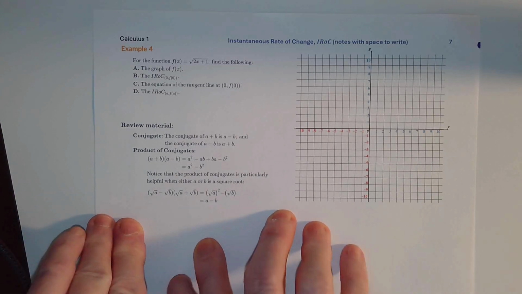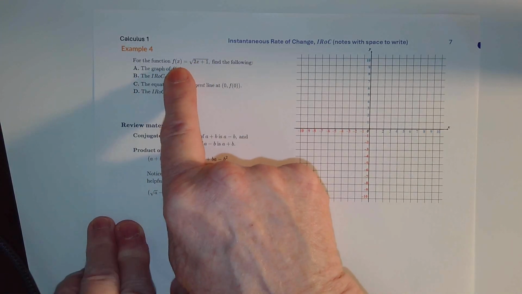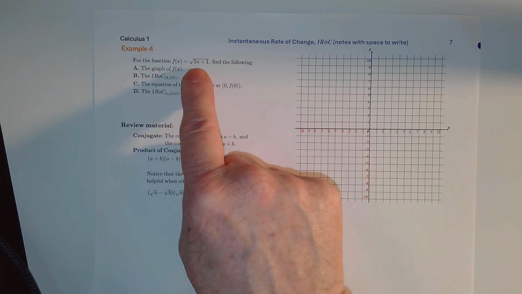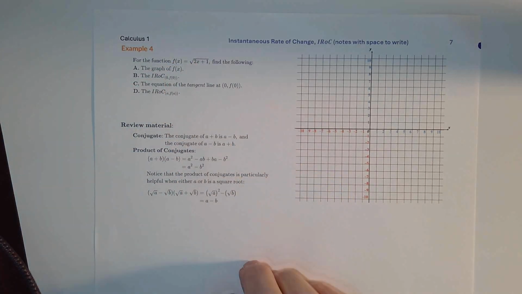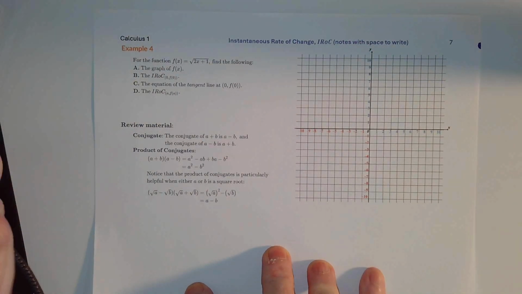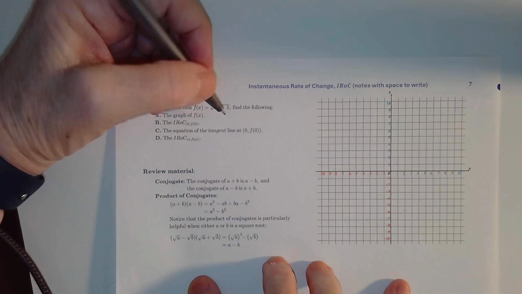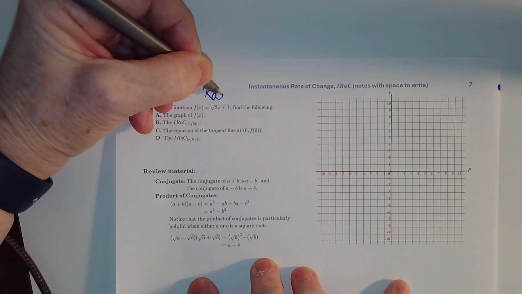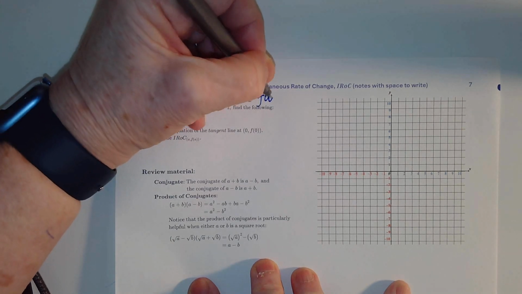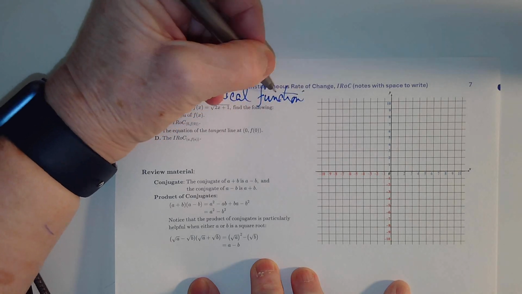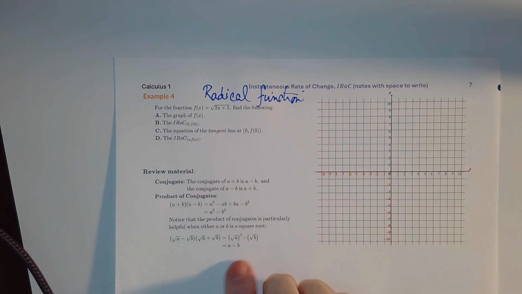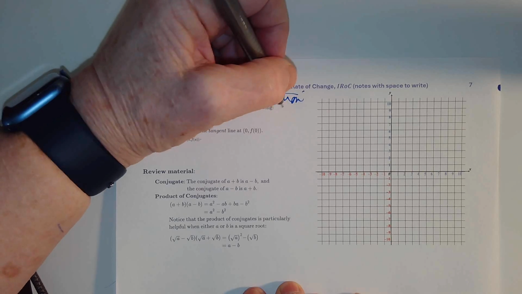All right, let's find the instantaneous rate of change if we're looking at the function f of x is equal to the square root of 2x plus 1. The category of functions like this are called radical functions, and that's anytime you have a fractional root or a fractional exponent. This particular one is a square root function.